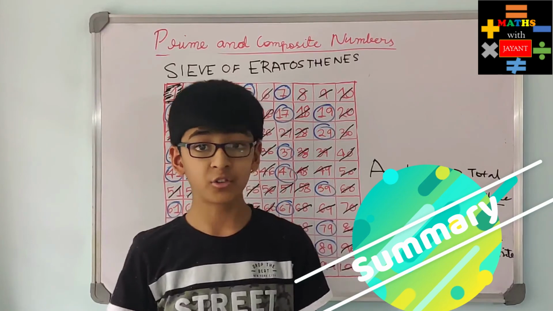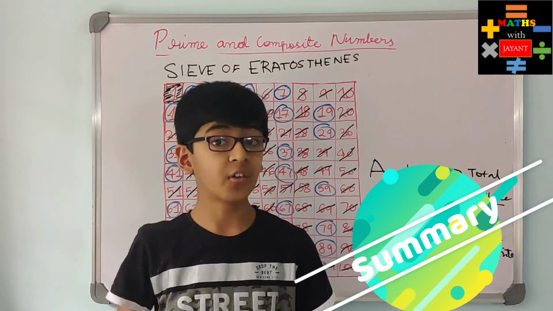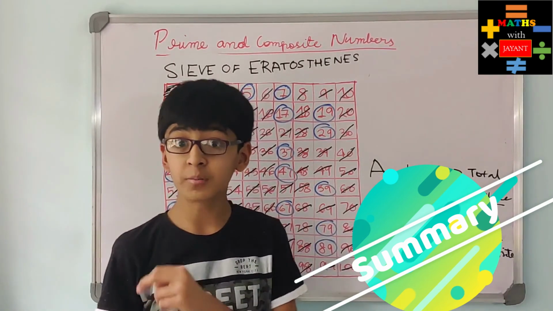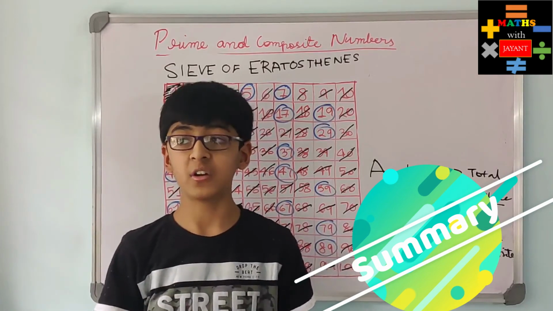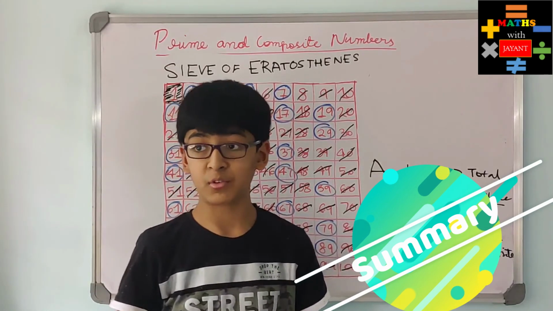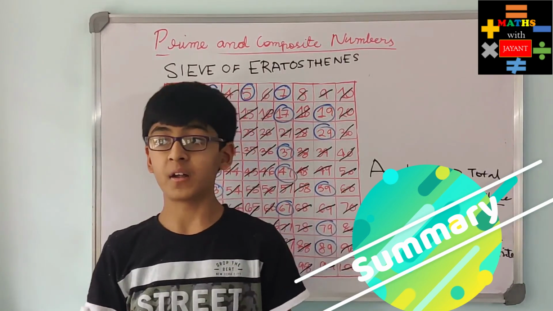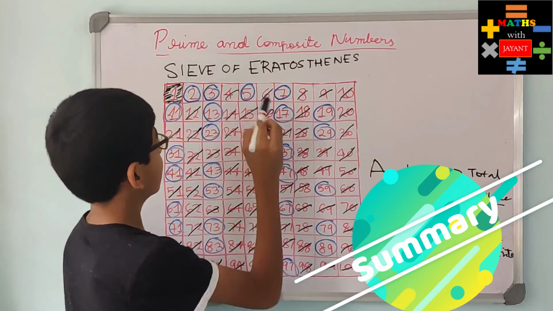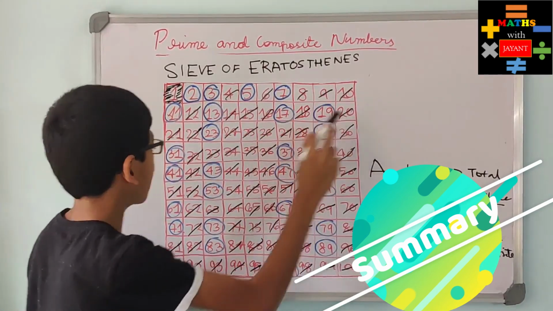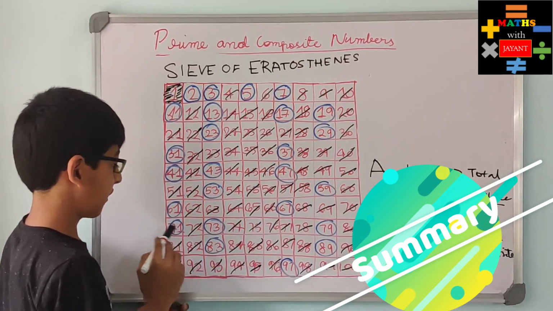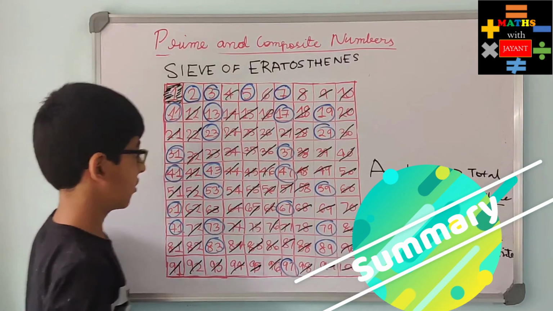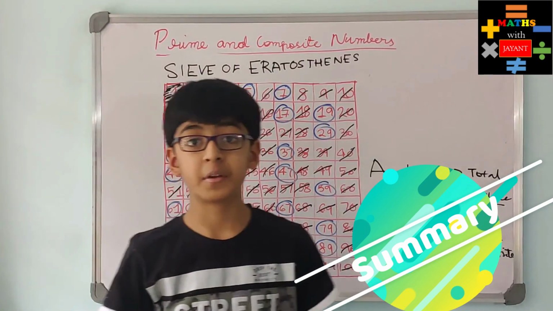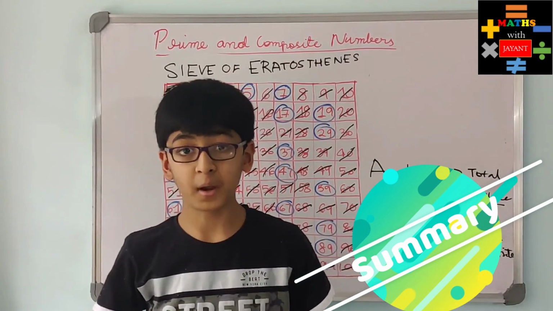The first prime number is 2 and it is the only even prime number. The first composite number is 4. Numbers 2 and 3 are consecutive prime numbers because they come one after another. 3 and 5 are twin primes. Twin primes are 2 prime numbers that have one composite number in the middle. Like 3 and 5, 5 and 7, 11 and 13, 17 and 19, 41 and 43, 71 and 73. So these are a few. And even 29 and 31. So these are a few twin primes.